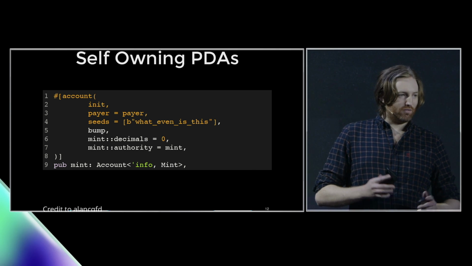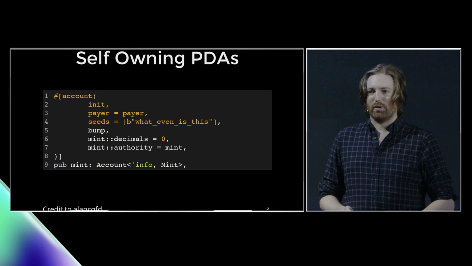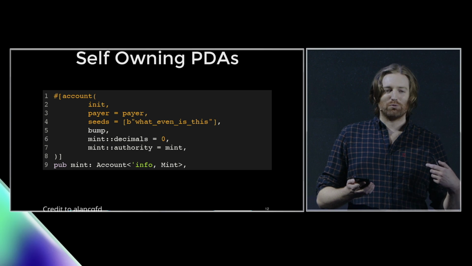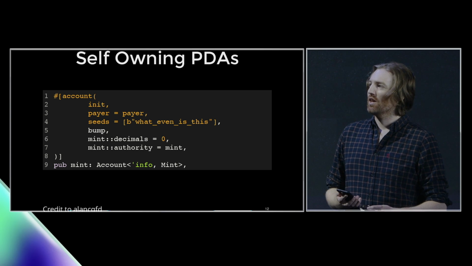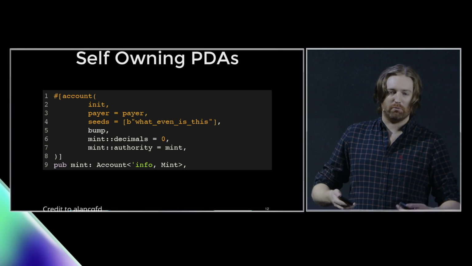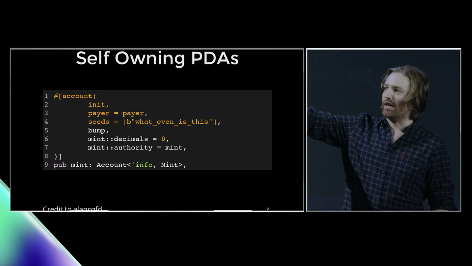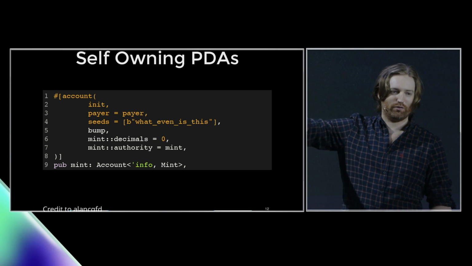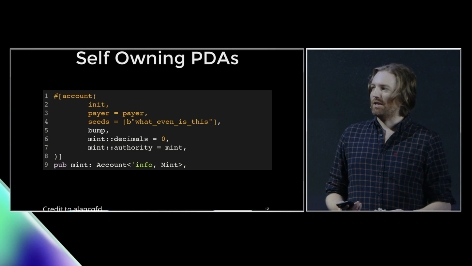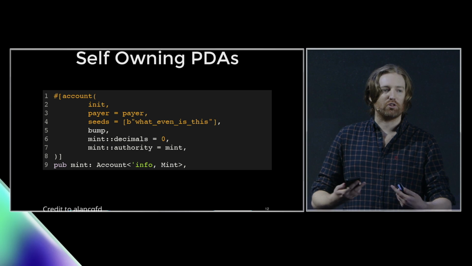This one is more galaxy brain. Again, just a weird thing that I came across that I think more people would like to know about. This is more like a self-authority PDA. If you notice, you're initializing a mint account, so that's an SPL token mint, which you use to mint new tokens. The authority is the mint account itself, which is pretty wacky. It means the PDA, the program, signs every time it wants to mint new tokens.